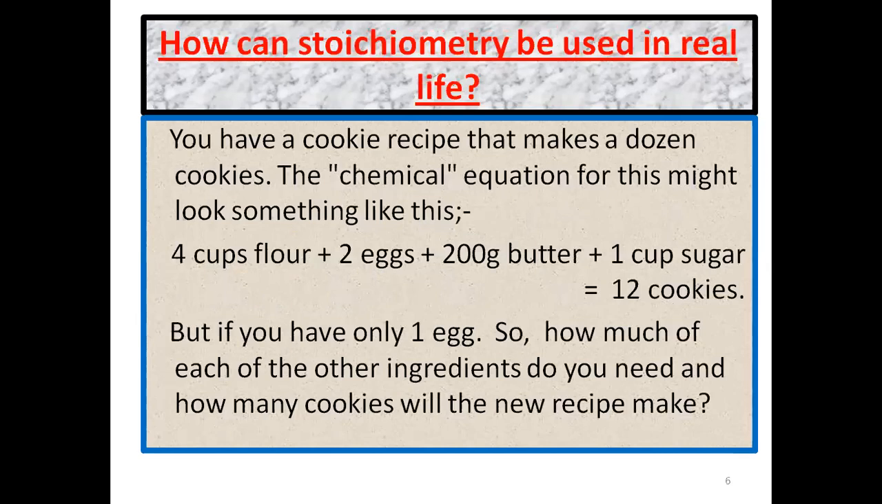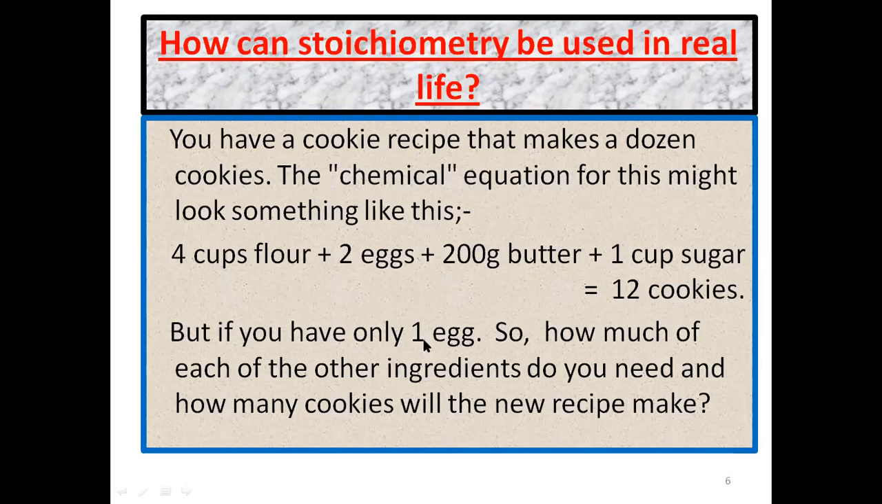Now, there is a daily life application of stoichiometry where we are using stoichiometry in our daily life. Let's have an example. If we have a cookie recipe that makes a dozen cookies, the chemical equation for this might look something like this. For example, if we have 4 cups of flour, 2 eggs, 200 grams of butter and 1 cup of sugar, all these ingredients combine to form 12 cookies.